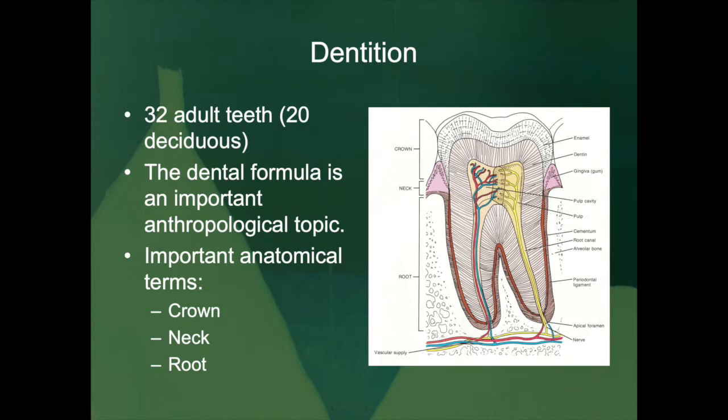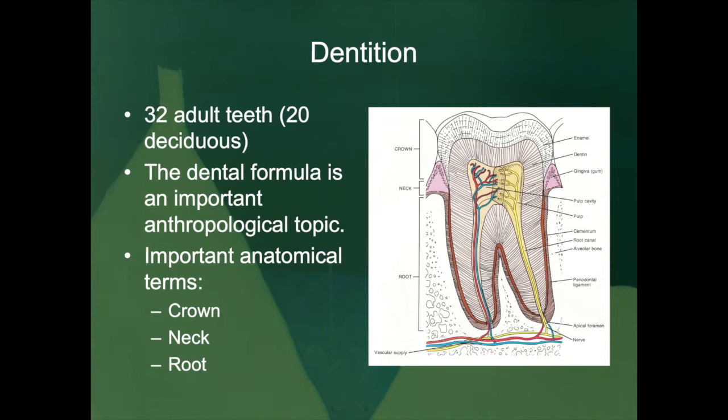In terms of deciduous dentition, we have a formula as well for the human species. Again, breaking down the mouth in the same manner, looking at incisors, canines, and in this case just molars. 2, 1, 2. So 2 incisors, 1 canine, and 2 molars. And that gives us our count of 20 teeth for the subadult or child expression of this trait.